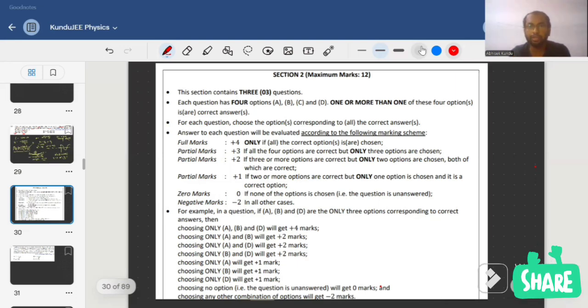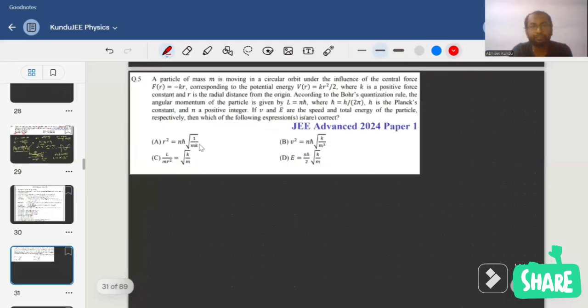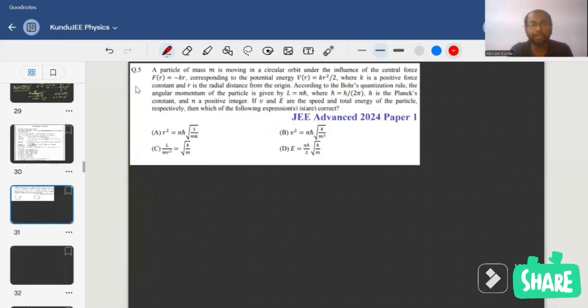Now we are going to start section 2, that is, more than one option correct questions. This section is very tricky because here solving one problem is not sufficient. Rather, you have to analyze each and every option, which options are correct and which option is wrong. So you have to tick meticulously. Let us start this section with question number 5. Let us read the question.